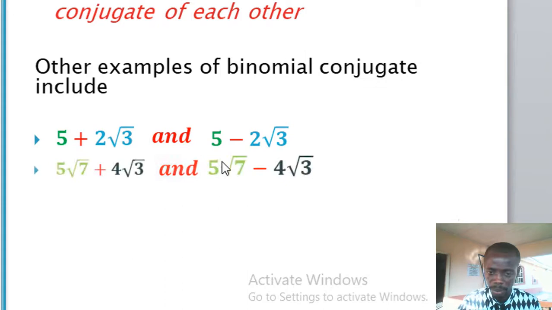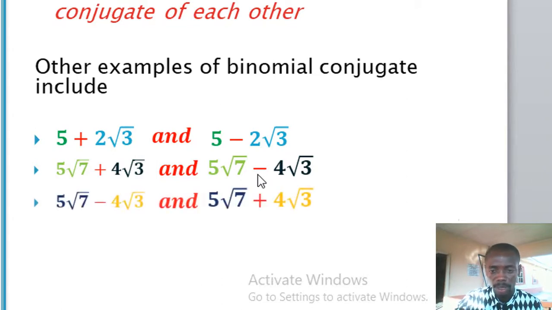Alright? The same thing here, just observe. You have 5 root 7, you have 5 root 7, you have 4 root 3, you have 4 root 3. The difference is the positive and the negative in between them, and that makes them conjugates of each other. The same thing applies to this third example.